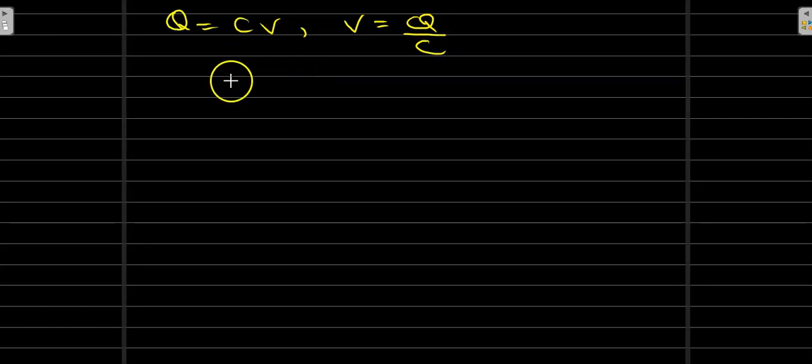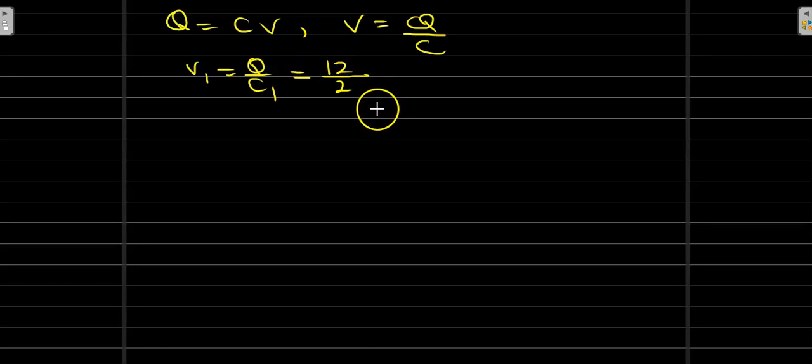And in this case, we will say that for V1 is equal to Q over C1, which is going to give us 12 over 2.